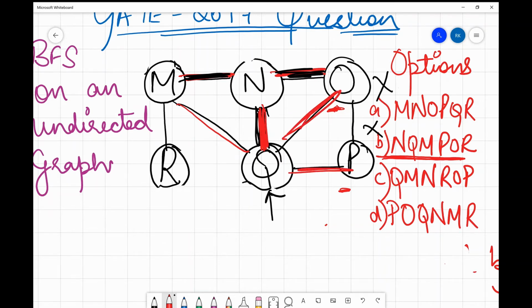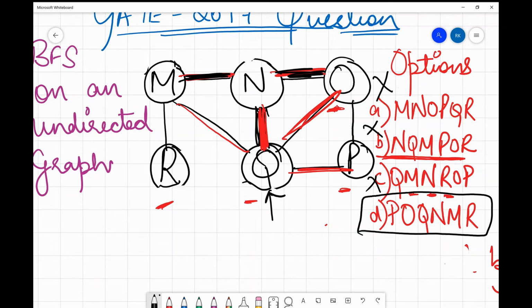Let's see the option. The option is M, fine, N, and then R. But R is not connected directly to Q. The only way we can reach R is through M. But I cannot process M before I process all the neighbors of Q. That means this option is also not possible, so I cross this also. That means the only favorable option left is D. So this is the answer straight away, right?